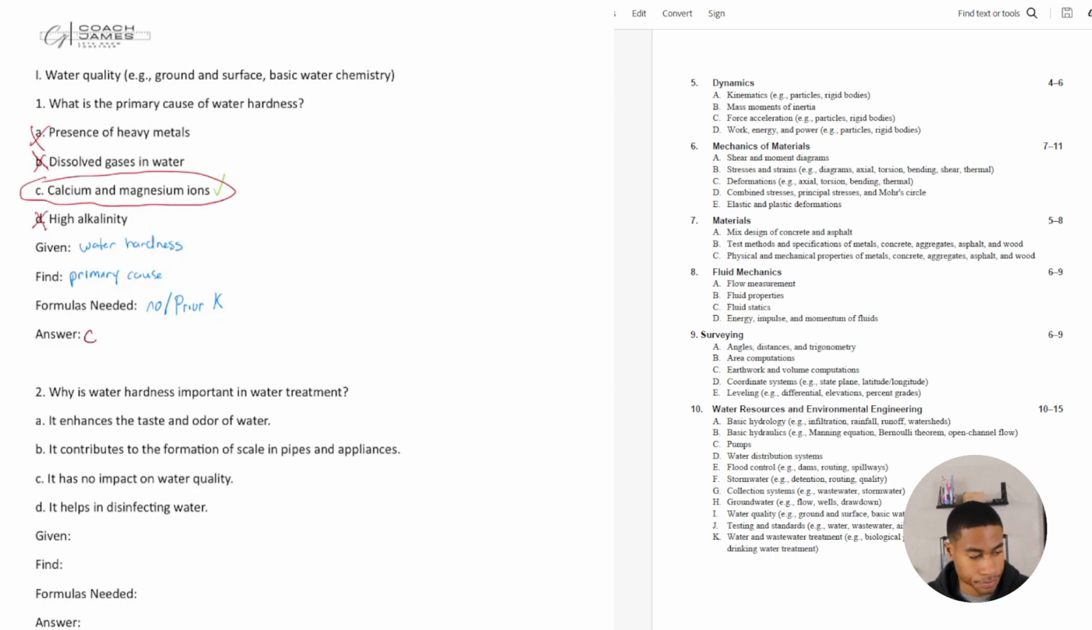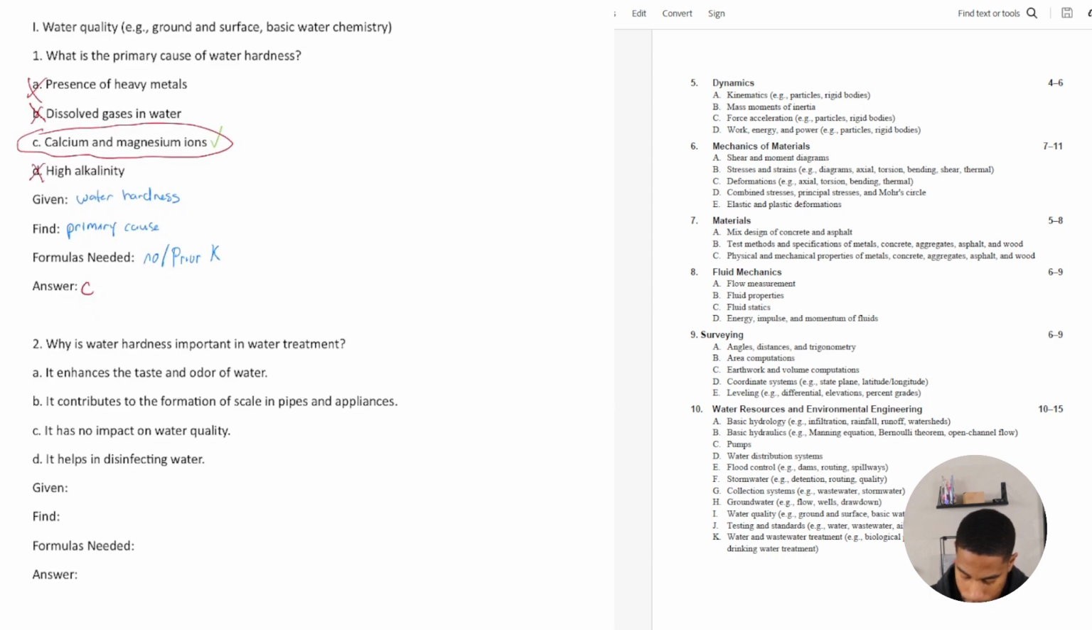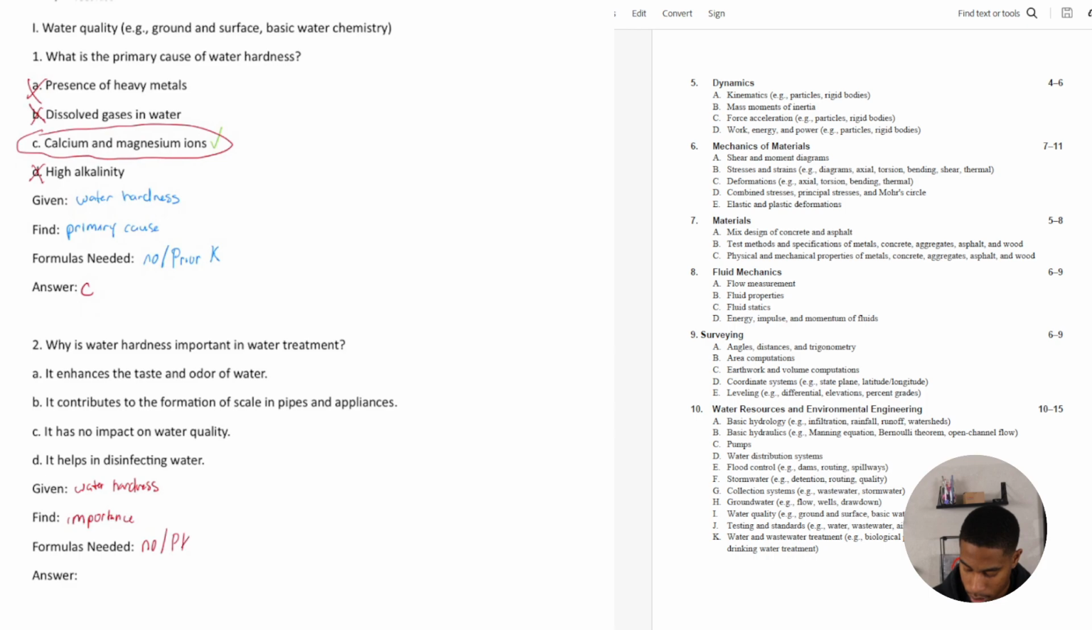Let's look at number 2. Why is water hardness important in water treatment? Okay, we kind of talked about this, but let's go through it. So given water hardness, right? And find its importance. Any formulas needed? No. Need some prior knowledge though.